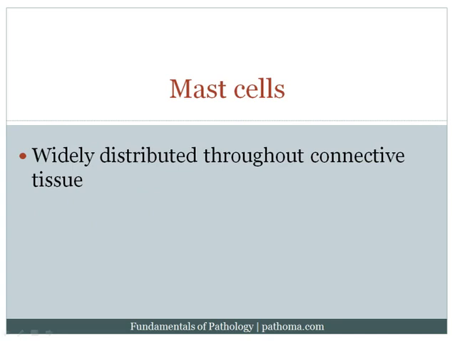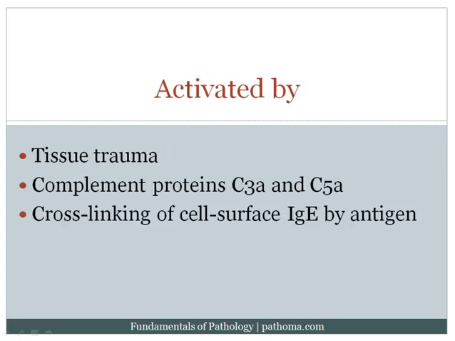The next of the mediators of acute inflammation are mast cells, and mast cells are widely distributed throughout the connective tissue of the body. There are 3 mechanisms by which mast cells can be activated. Number 1, tissue trauma. The first way by which mast cells are activated is tissue trauma. Whenever tissue trauma occurs, the mast cells get activated, and they will then help to mediate the acute inflammatory response.